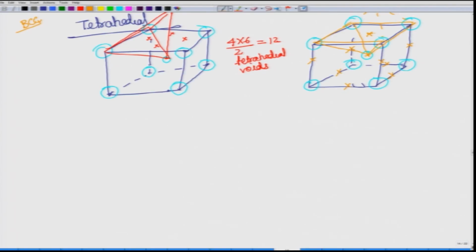So, how many do we have over here? We have 6 faces, which means 6 octahedral voids, but each is shared by 2 cells. So, this is 6 by 2 for this unit cell, and we have 12 edges, and on each edge we have one octahedral void, but this one is shared by 4. So, this is 6 by 2 plus 12 by 4, which is equal to 3 plus 3, 6. So, we have 6 octahedral voids.